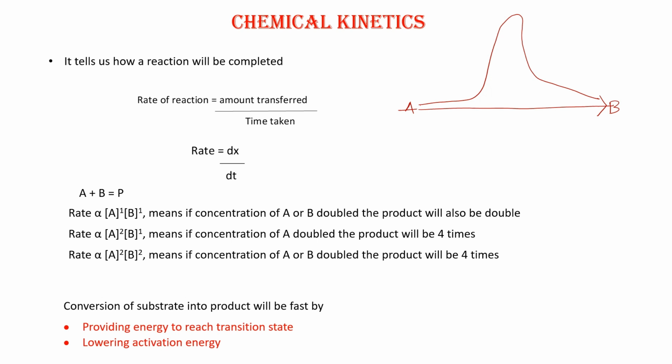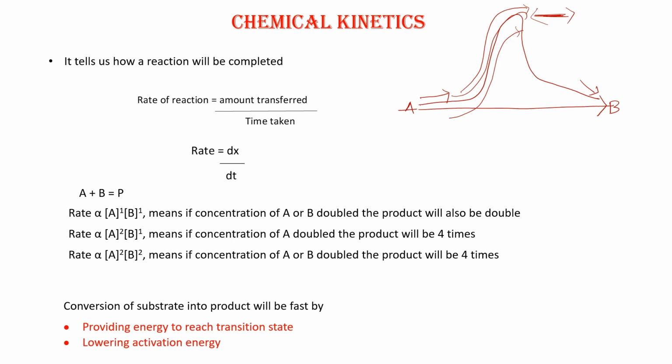Now, if the car is moving from A and has to reach B, it has to cross this bump. So how can it cross the bump? It has to increase its speed. That means it has to give extra energy. Without extra energy, the car won't climb up this mountain structure. So to climb the structure, the driver has to give more energy to the car so that the car can climb this bump and reach B. This state is known as the transition state.